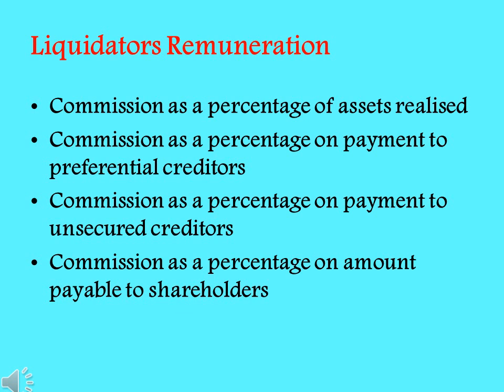This commission is on the basis of four elements. First of all, commission as a percentage of assets realized, commission as a percentage of payment to preferential creditors, commission as a percentage on payment to unsecured creditors, and the last one, commission as a percentage on the amount payable to shareholders. These are the four bases of calculating the commission of the liquidator.